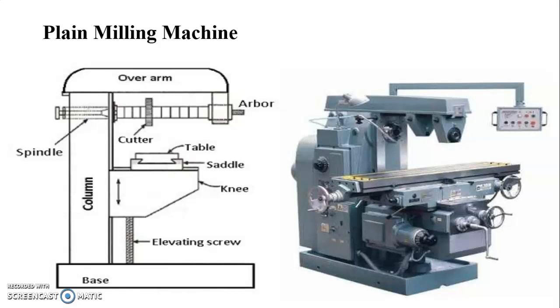The next part, that is the table. It is mounted on the saddle and can be moved in the longitudinal direction. The table is provided with T-slots to hold the workpiece. Also, the cutting fluid can be drained back to the reservoir through these slots.